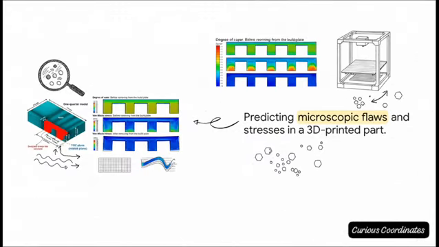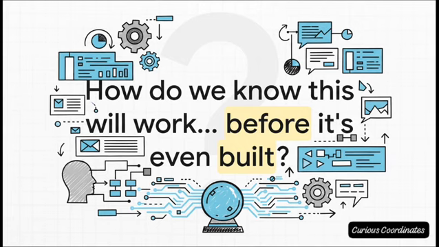And it's not just about giant structures. This same technology lets us zoom way in to predict tiny, microscopic stresses and warping in a 3D printed part as it's being born, layer by delicate layer. It all comes down to this one huge question. How do we know? Well, the answer is kind of like a digital crystal ball, a process that lets us see what's completely invisible. This is the world of the engineer, and this is their journey.